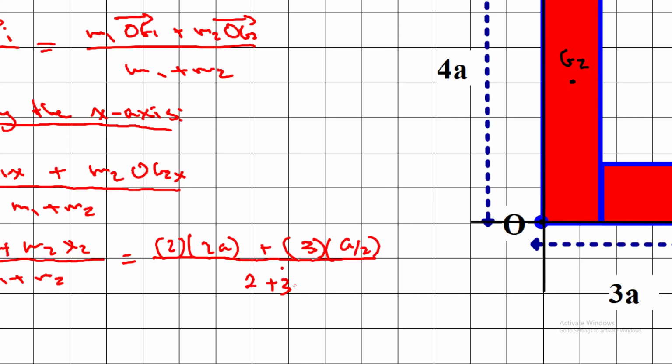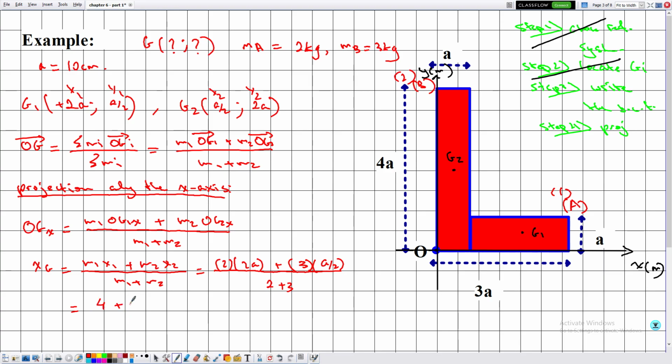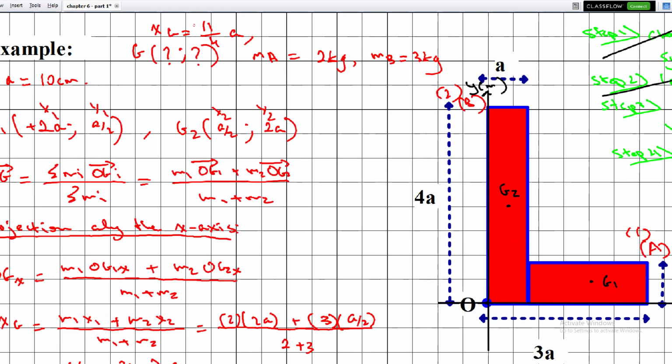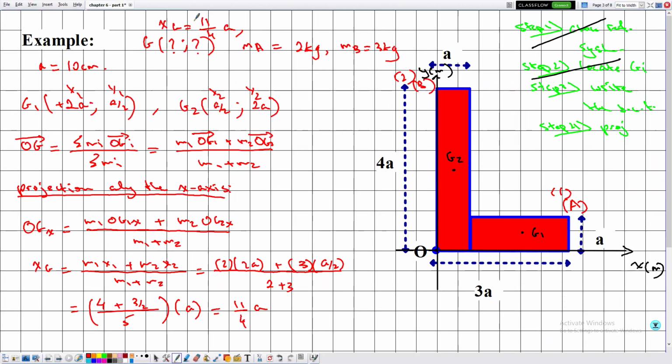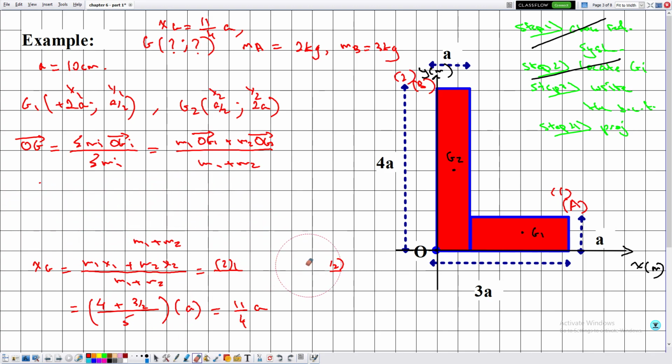Then taking a as a common factor, we have 4 plus 3 over 2 divided by 5 multiplied by a. Plugging this fraction on the calculator, then it's given by 11 over 4 a. Then xg is given by 11 over 4 a. Now notice that here I didn't label any unit because the unit is included inside of a. Whenever quantities are expressed in terms of another quantities, we don't include any unit. Now let's do the projection along the y-axis.